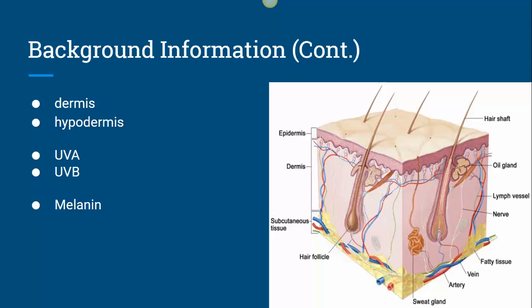The last layer is called the hypodermis, and the hypodermis is made of loose connective tissues or fat. Hypodermis is also the layer that connects the skin to the muscles underneath.